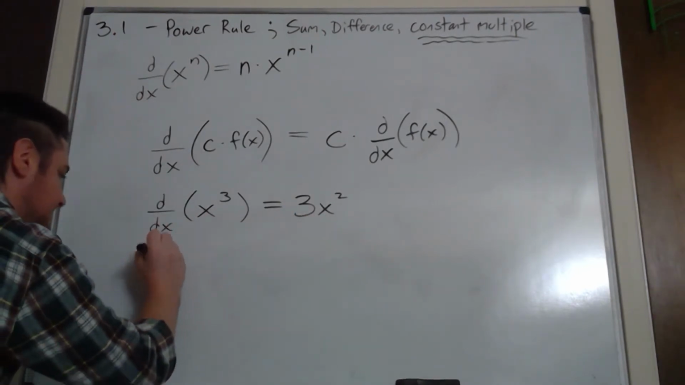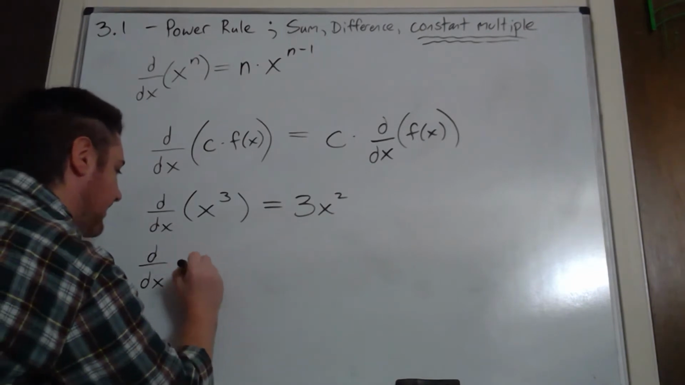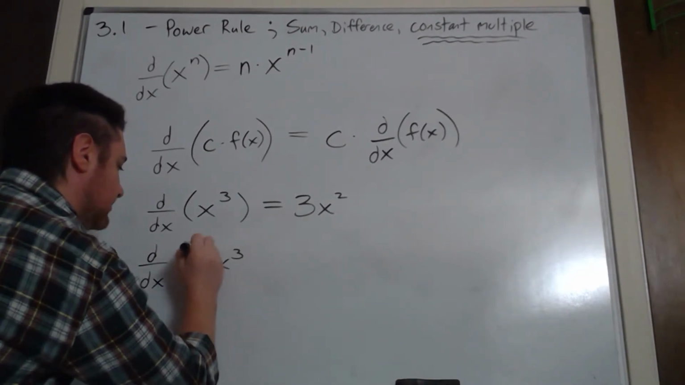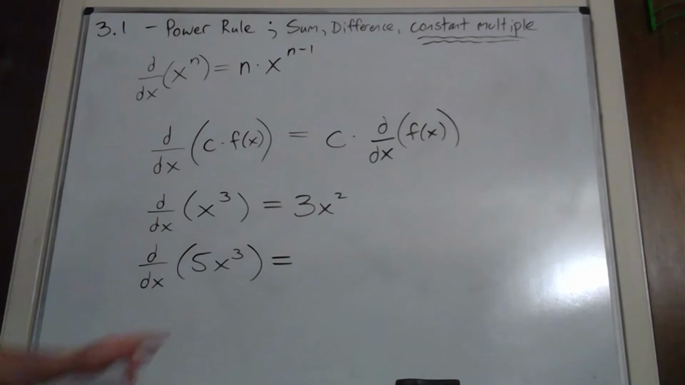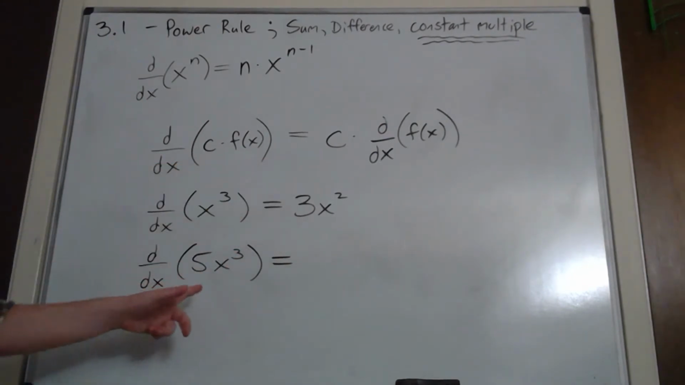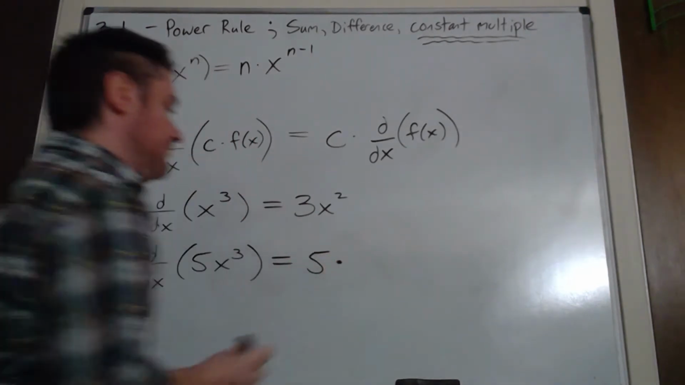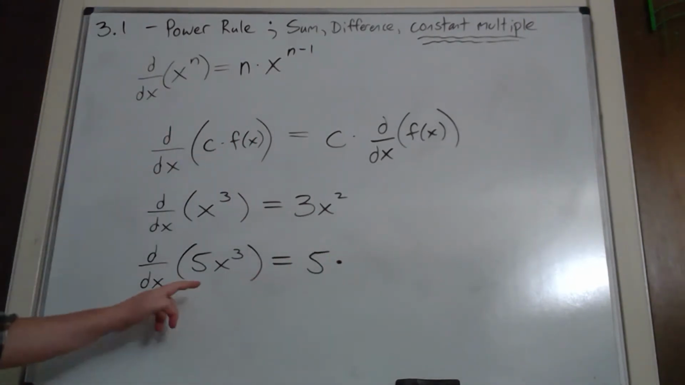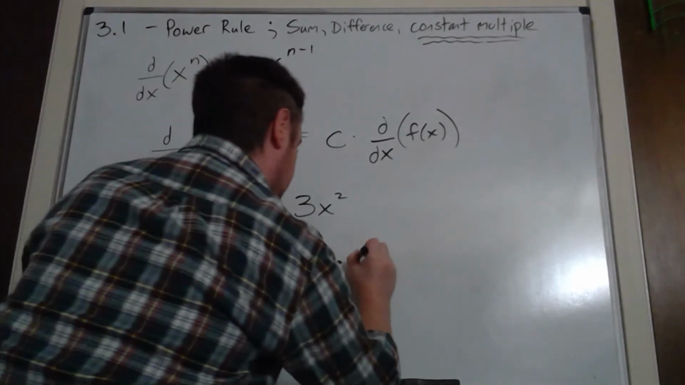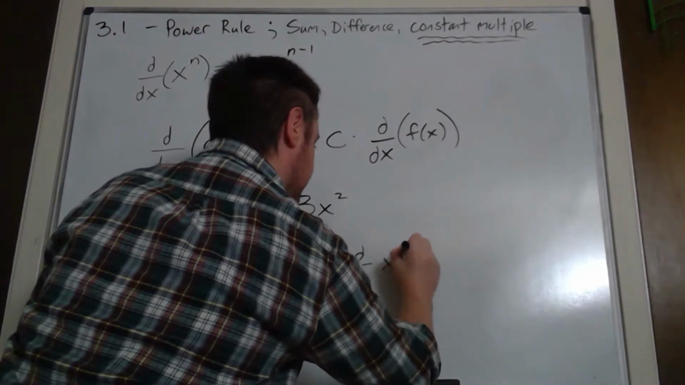Let's say I did this, the derivative with respect to x of 5x cubed. That's what I want to find the derivative of. Well, what they're telling us to do here, according to this constant multiple rule, is to just pull this 5 way out front. So whatever my answer is going to be, that constant 5 times the derivative of this x cubed. So 5 times the derivative with respect to x of x cubed.